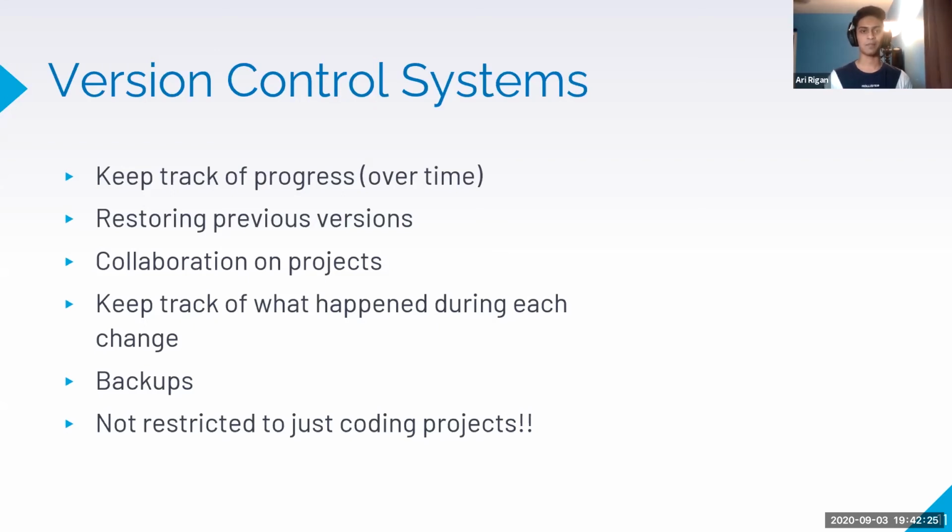For example, if I have a laptop and a desktop and I'm submitting a resume on my desktop and I move to my laptop, I can just go to that version control system, find the file, and that's how we get it. And yeah, it's not restricted to coding projects. You can do this with digital art, with CAD models, and a lot of other things. Anything that is a file can be tracked, essentially.